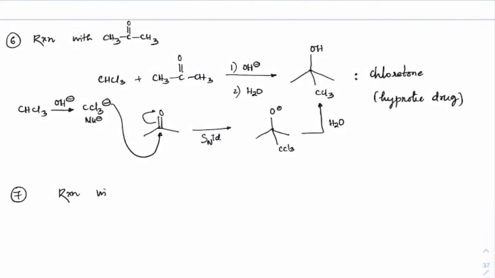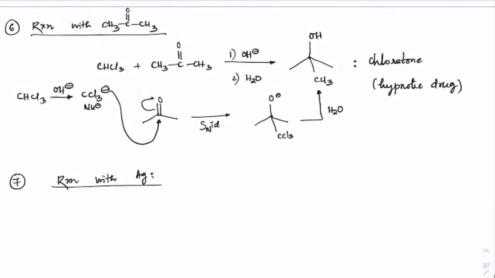Seventh is reaction with silver. So if chloroform is taken, what type of reaction happens? You came across this. If you take 2 moles of CHCl3 and treat that with silver, and we need at least 6 moles of that to form CH triple bond CH plus 6 moles of AgCl.